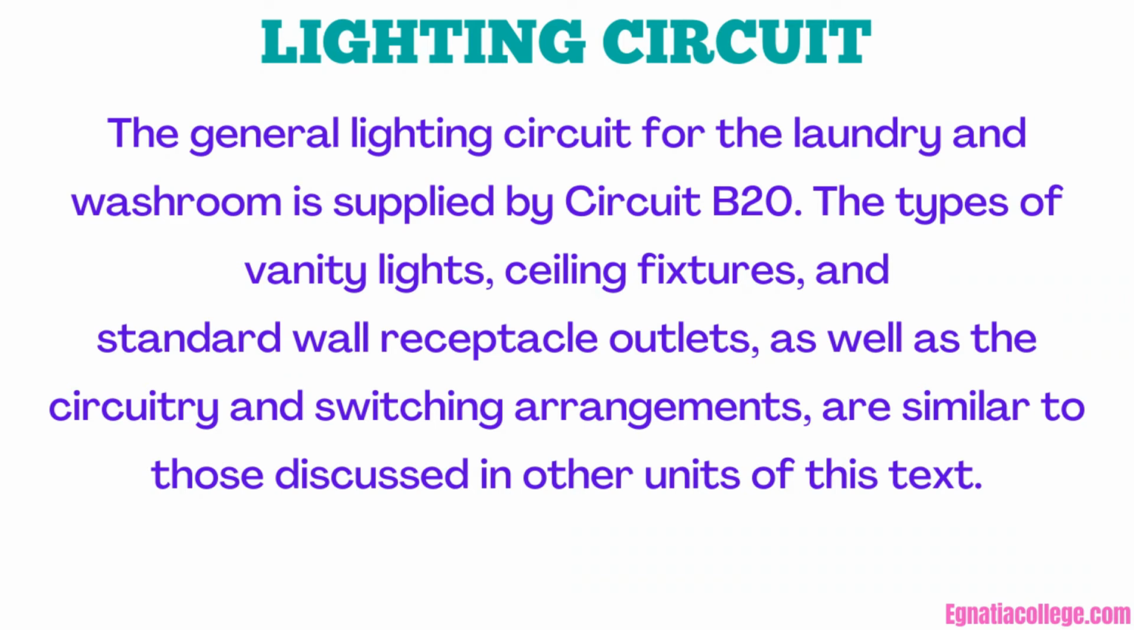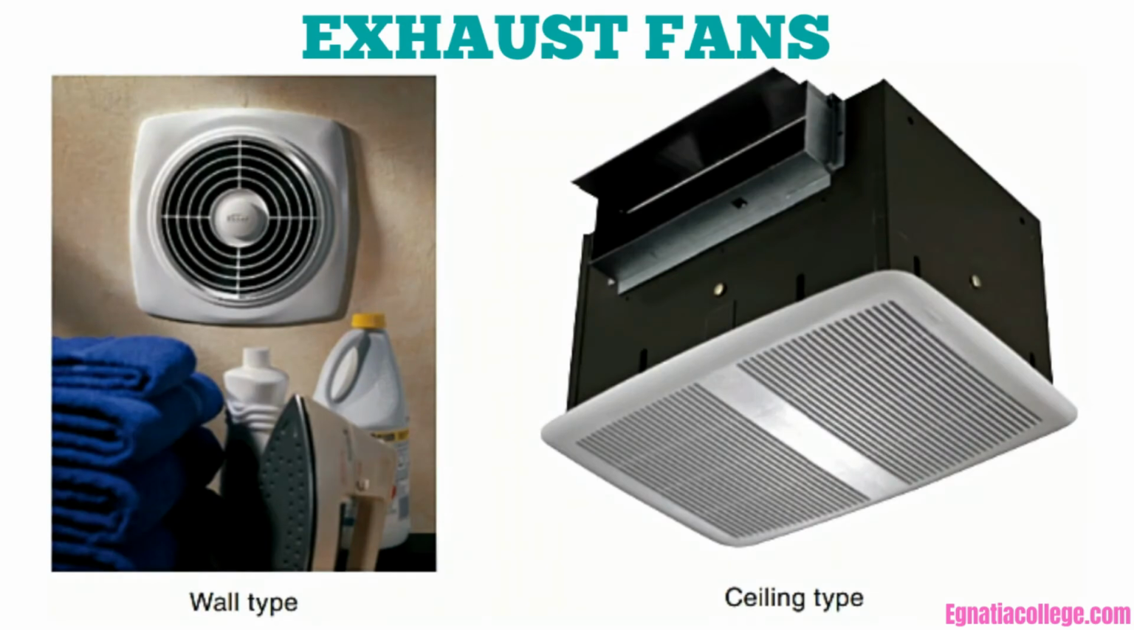Lighting circuit. The general lighting circuit for the laundry and washroom is supplied by circuit B20. The types of vanity lights, ceiling fixtures, and standard wall receptacle outlets, as well as the circuitry and switching arrangements, are similar to those discussed in other units of this text. Exhaust fans. Ceiling exhaust fans are installed in the laundry and washroom and connected to circuit B20. The exhaust fan in the laundry will remove excess moisture resulting from the use of the clothes washer.